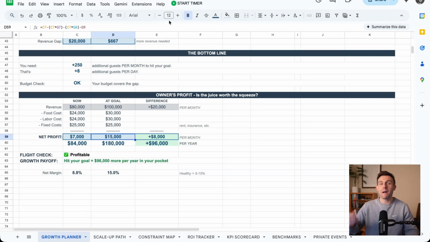And this is why the math matters. You're not chasing 20K more in revenue, you're chasing 96K more in annual profit. When you see it that way, spending 3K or 5K a month on marketing to get there feels less like an expense and more like a no-brainer trade or investment. Now, let's look at how you can actually get there without blowing up your budget.